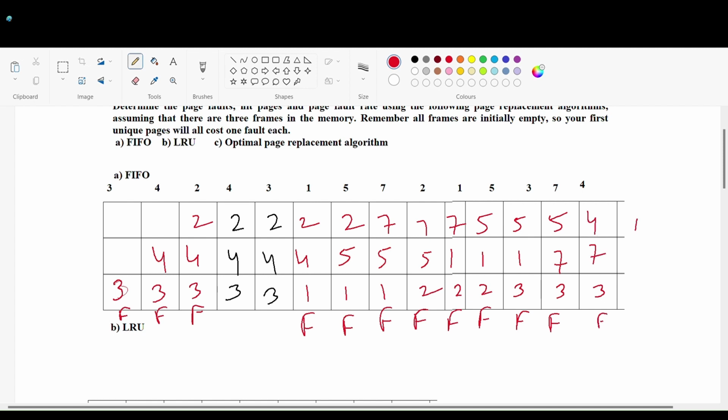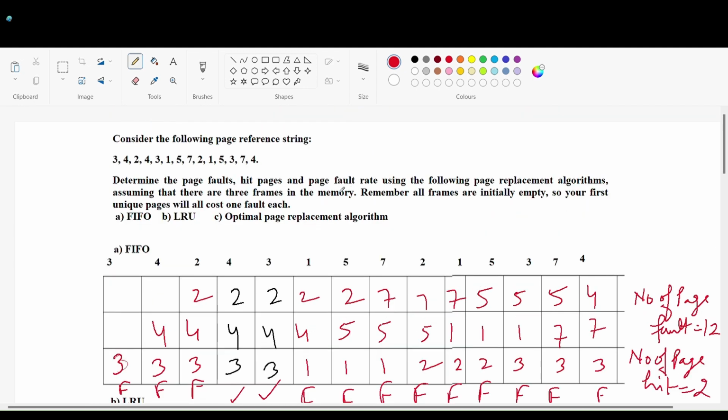So the number of page faults in this whole scenario is equal to 12. Okay, 1, 2, 3, 4, 5, 6, 7, 8, 9, 10, 11, 12. Number of page hits: this is a page hit, this is a page hit. So the number of page hits is equal to 2.